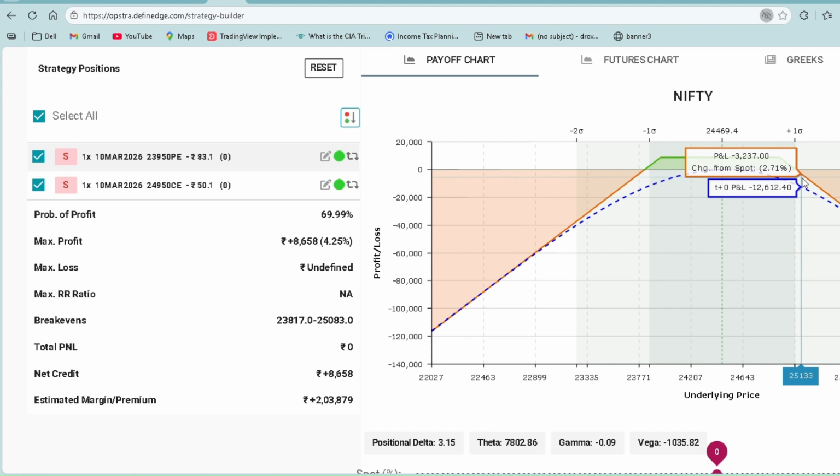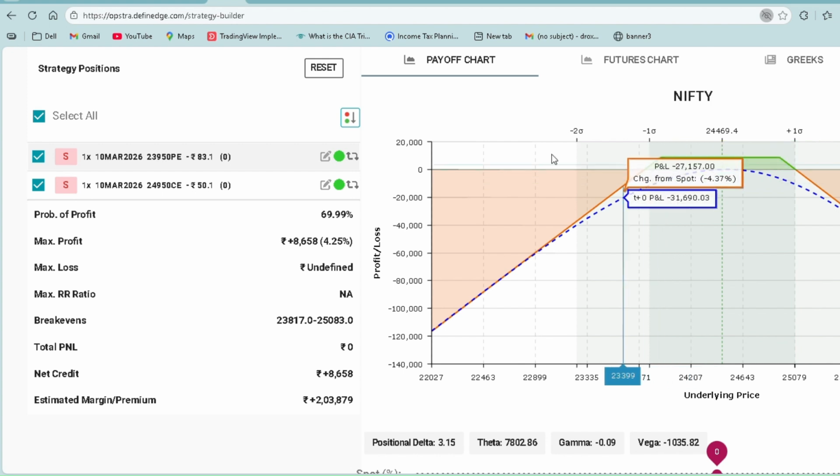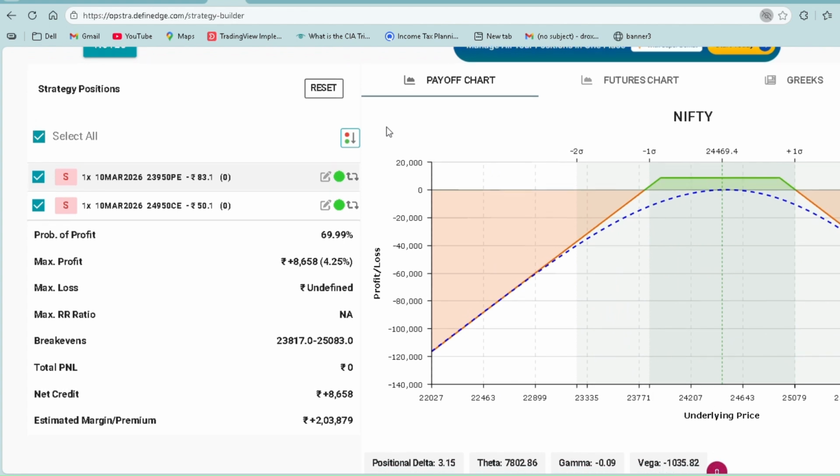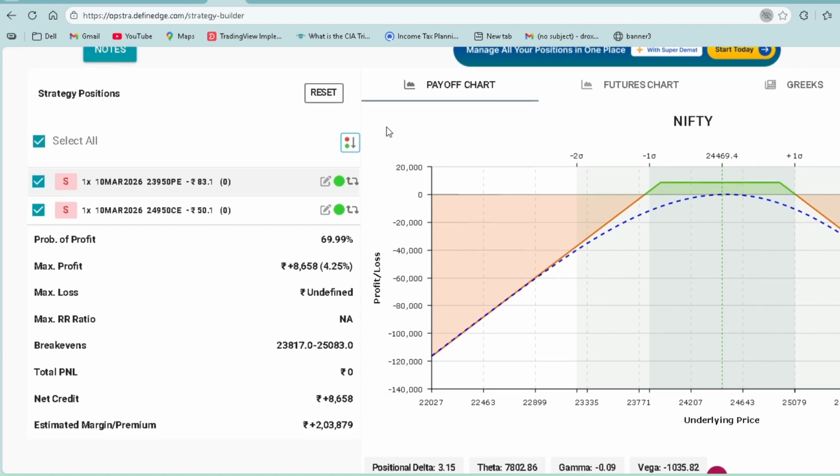In this video, I'll explain the short strangle strategy and also answer an important question: is it safe? I will demonstrate the strategy step by step using Opstra. This is Opstra Strategy Builder, so beginners can easily understand how the profit and risks work. So the question is, what is short strangle?